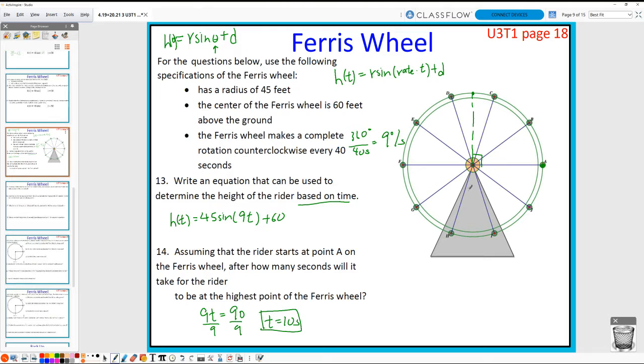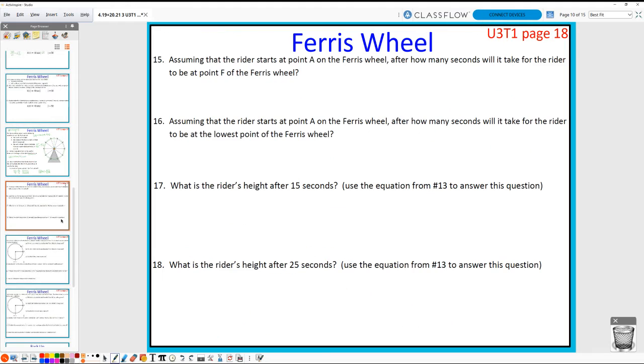Another way to think about this is to ask how much of the circle I traveled. If it's 90 degrees, I know that it's 1/4 of the circle. If it's 1/4 of the circle, it's going to take 1/4 of the time as well. So it's 1/4 multiplied by how long it takes to travel the whole circle, which is 40 seconds, so that's also 10 seconds. Both methods work, and this logic extends to the next two questions as well.